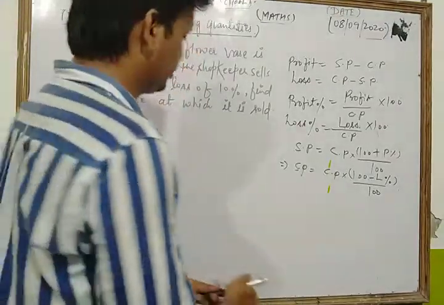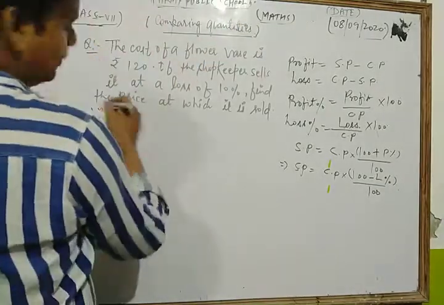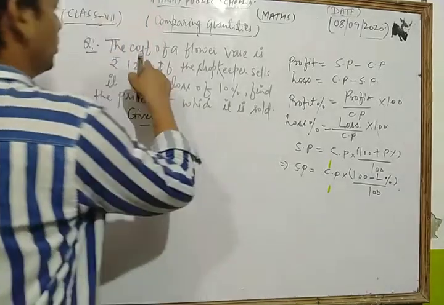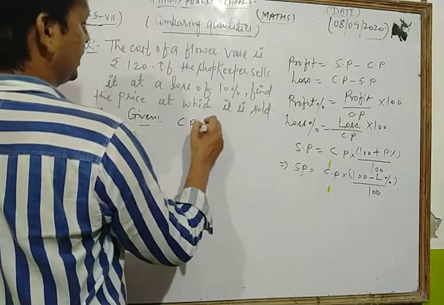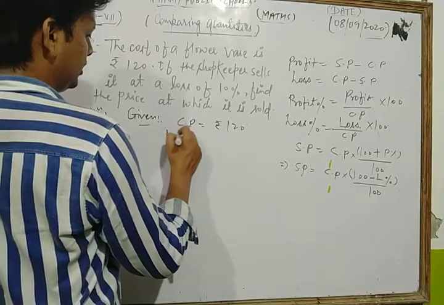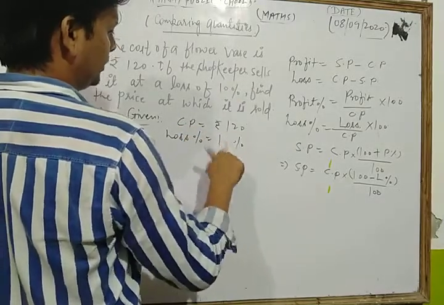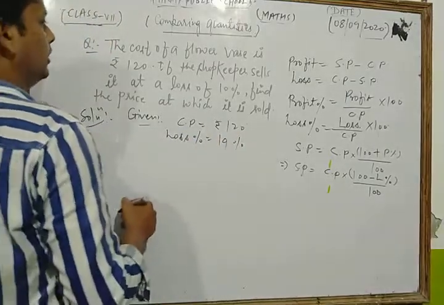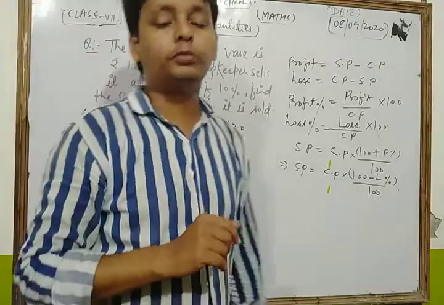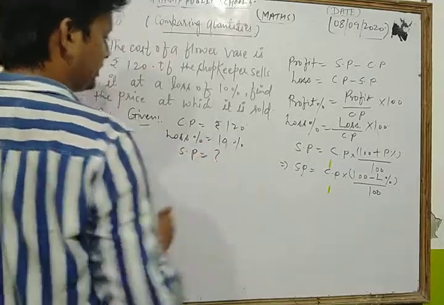Now let's see its solution, dear students. First of all, we write what is given in this question. The cost of the flower vase, that means the cost price, is given as rupees 120, and the loss percent is 10%. Now we have to find the selling price of that object.